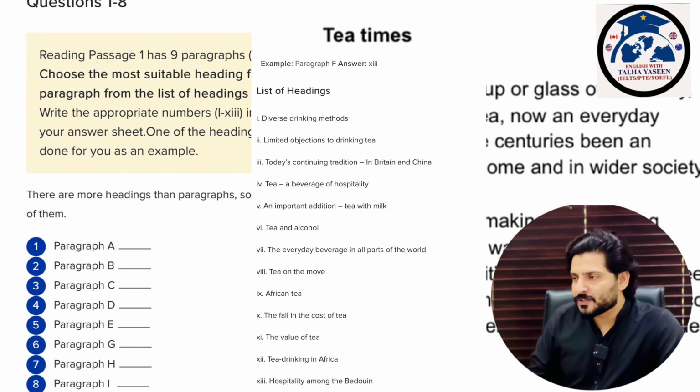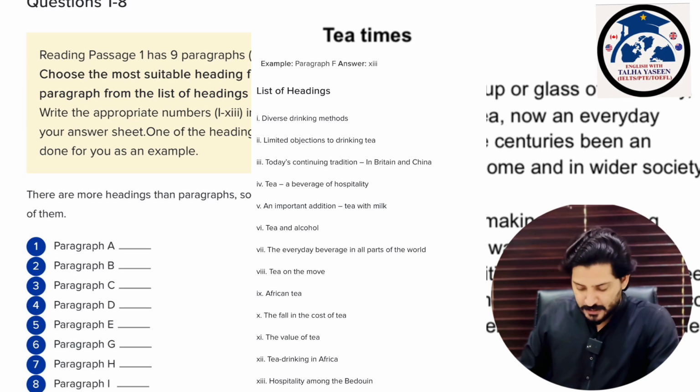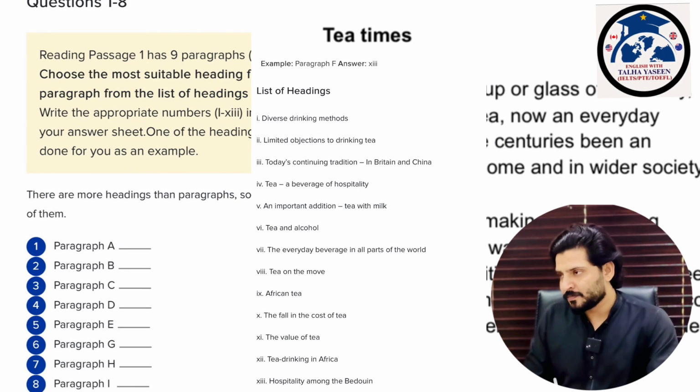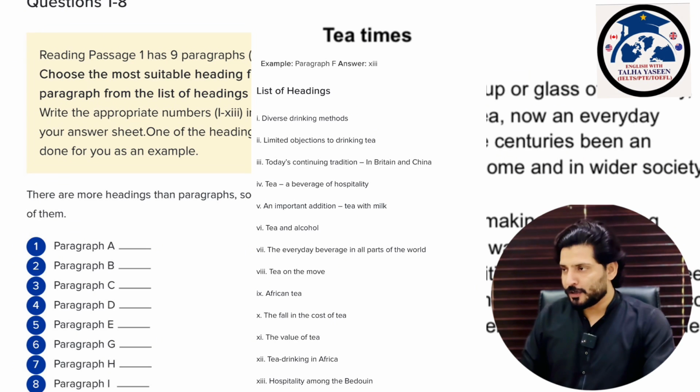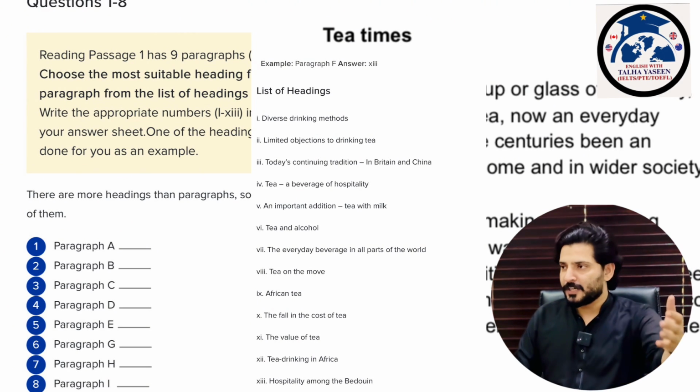Whenever we look at the passages and find the words cost of tea, we will mark 10 in front of that passage. The value of tea and tea drinking in Africa, and hospitality among the Bedouin. Bedouin means a nomadic way of life. Some people spend their life moving from one place to another.